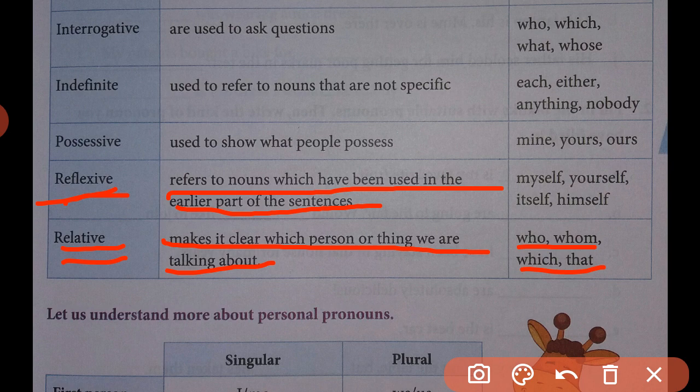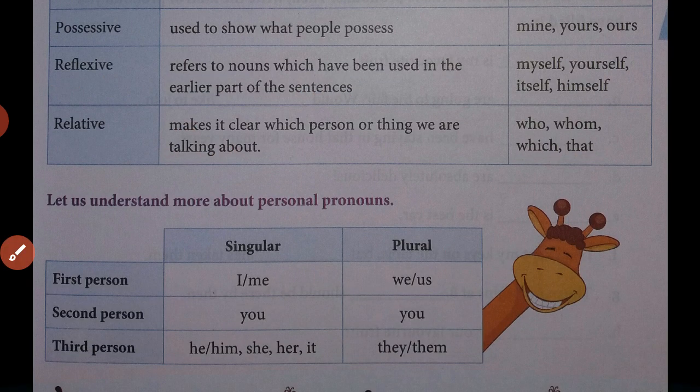So here, friends, the table given in the textbook simply shows us the kinds of pronouns, their definitions and the words that stand for the various kinds of pronouns. In the second table, which we have already discussed, it is clearly given, see, the words first person, second person and third person, that they are used as personal pronouns.